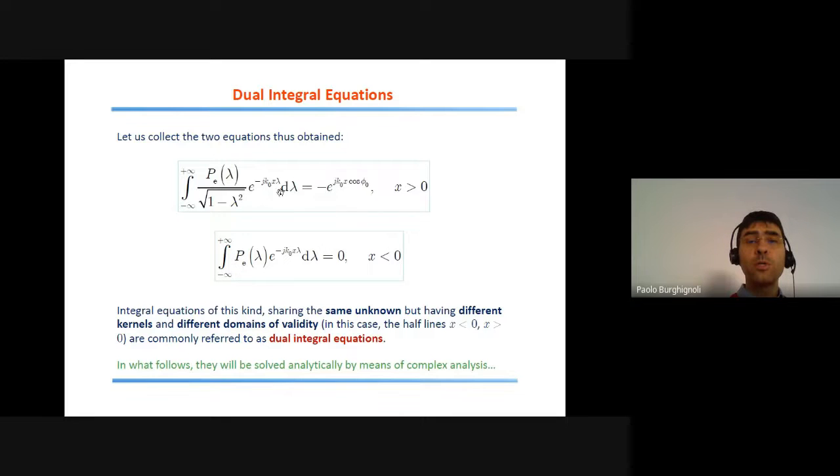And furthermore, they have different kernels, because you can see that in the first integral equation, you have this square root function in the denominator, which is absent in the second integral equation. When you have a situation like this, you have a system of dual integral equations. This is the terminology. Okay? And what we will do in the remaining part is that we will solve these dual integral equations by using complex analysis.